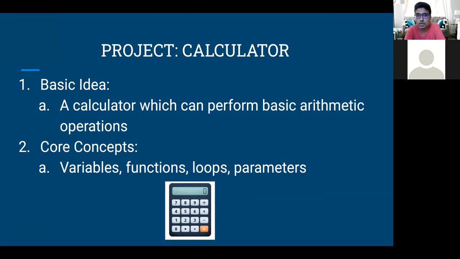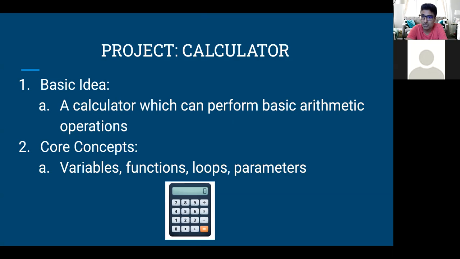However, basic idea which we've been covering is that we're making a basic arithmetic operator calculator, meaning it can do addition, subtraction, multiplication, division. And the core concepts which we are once again using are variables, functions, loops, parameters, the DOM, the document object model, in which we are manipulating our HTML.